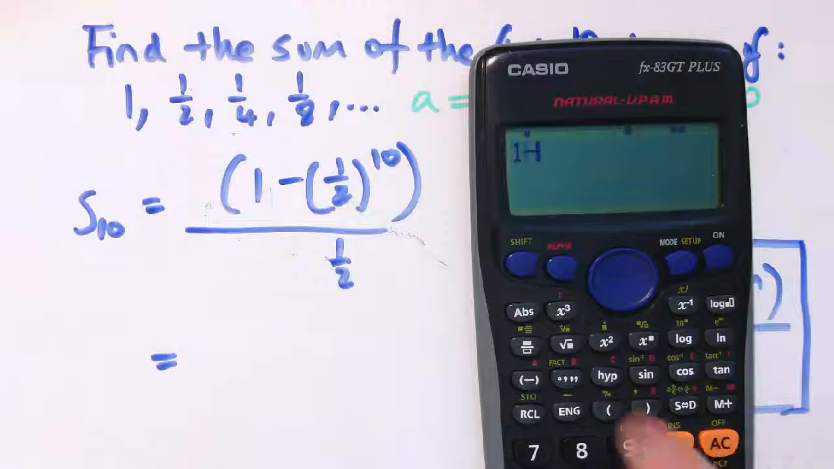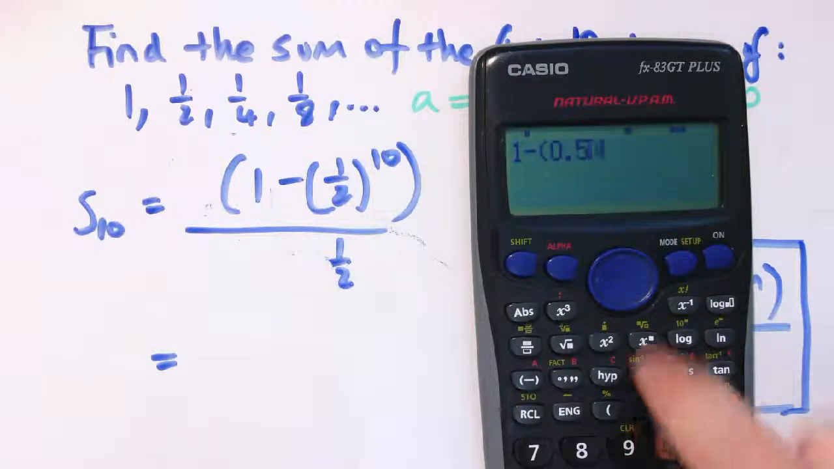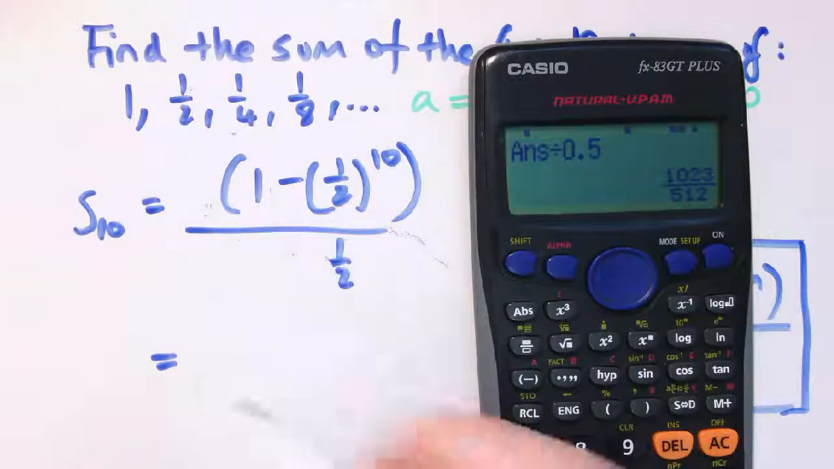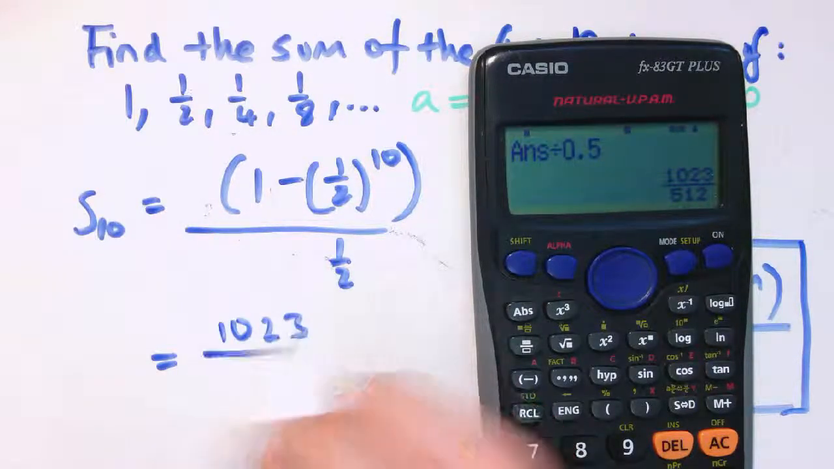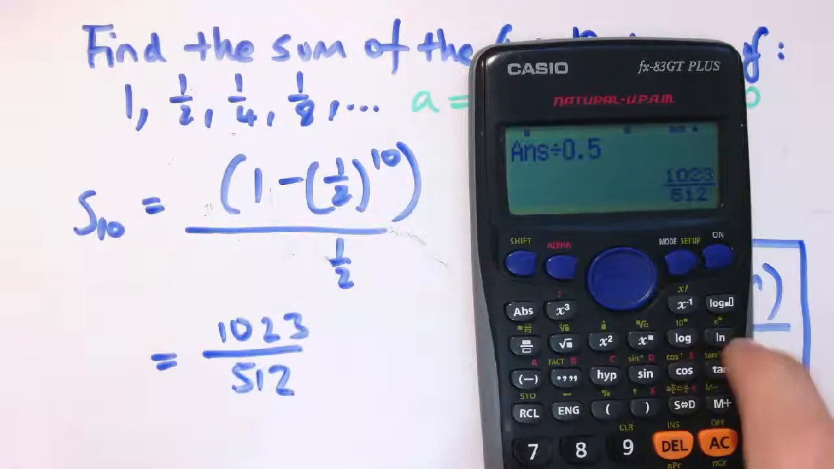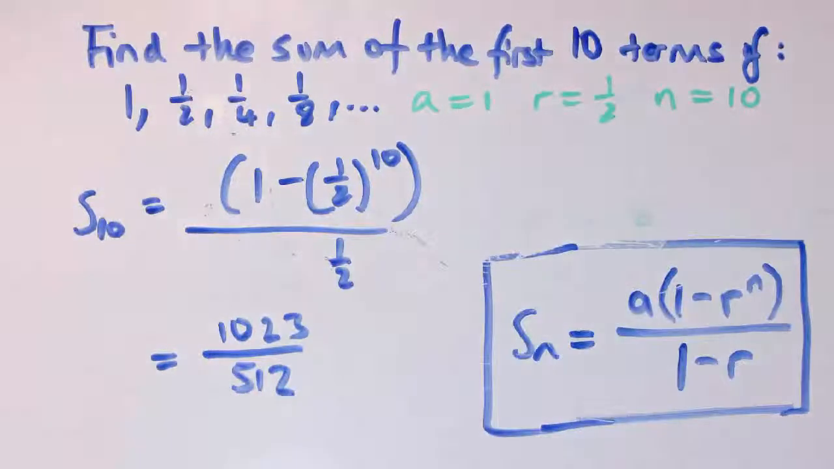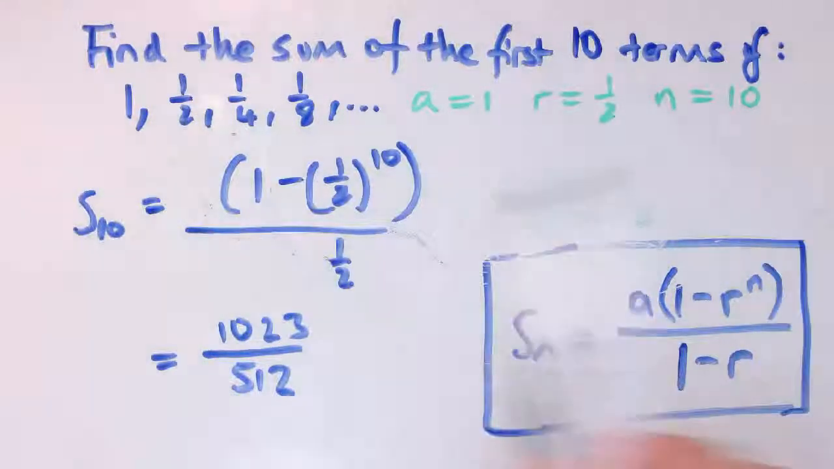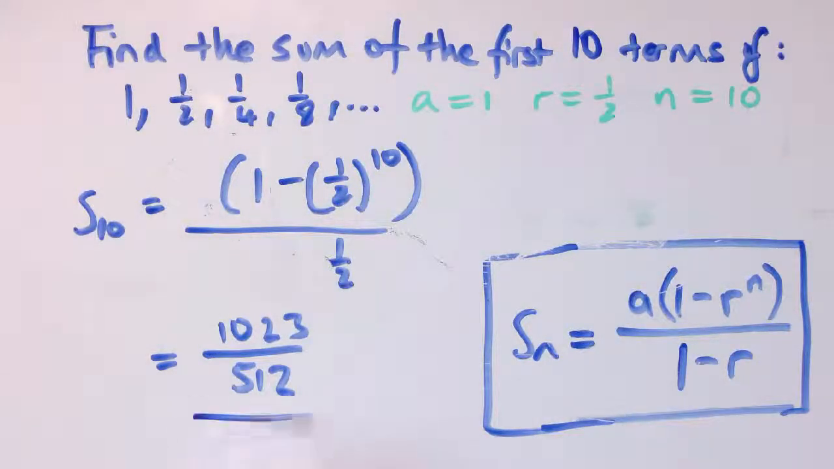Let's plug that into the calculator: 1 minus 1/2 to the power of 10 on the top, and then we divide that by 1/2, and that gives us 1023 over 512, which, as you can see, is very close to 2. 2 would be 1024 over 512. You can see that if we keep adding these terms together, they're getting closer and closer to 2 in the sum. So that answer is as we would expect.